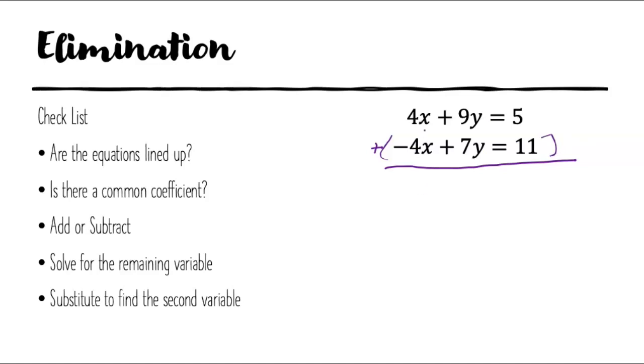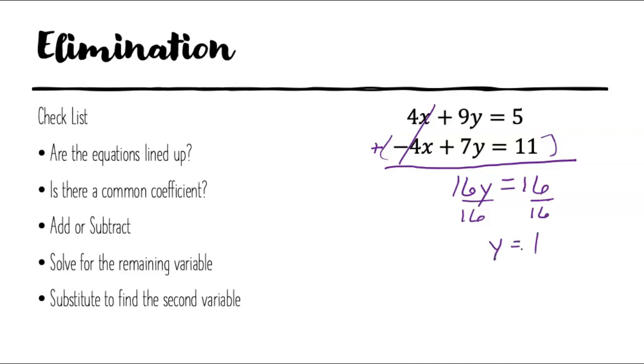4 and negative 4, those are going to cancel. That makes 0, right? They're the same. 9y and 7y, I add them, that's 16y. Equals come straight down. Remember, these are all lined up. 11 and 5 makes 16. Now all I have is y. We have eliminated the x. Still solving for y, so I'm just going to divide both sides by 16, and I'm going to have y equals 1.